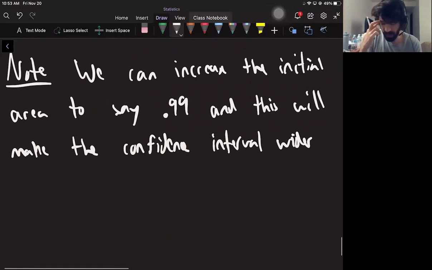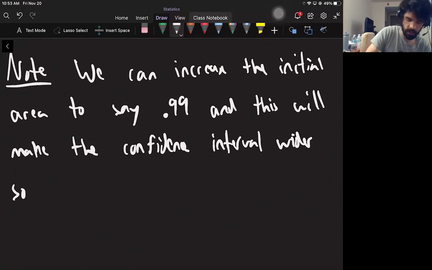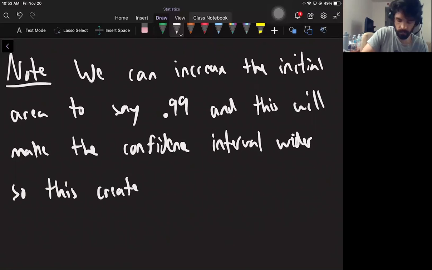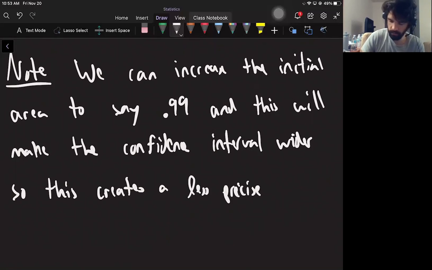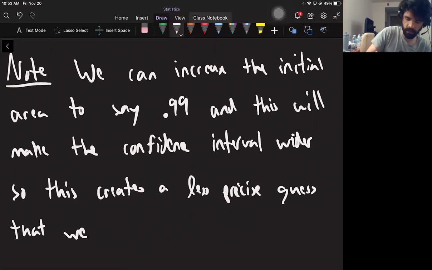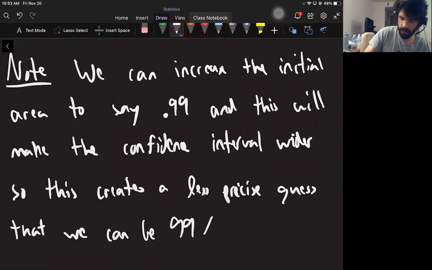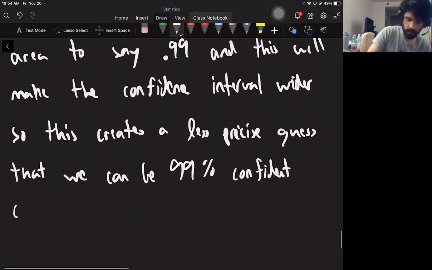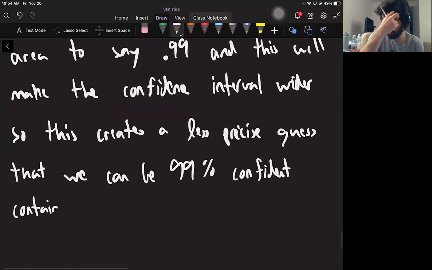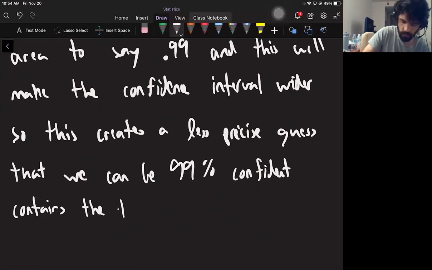But what's wrong with that? What's wrong with making a wider confidence interval? Well, this means that you're less precise about where you think the proportion actually is. And so that's the drawback. So it creates a less precise guess that we can be more confident about. But so now we can be 99% confident. We could say that we're 99% confident that it contains the true proportion.